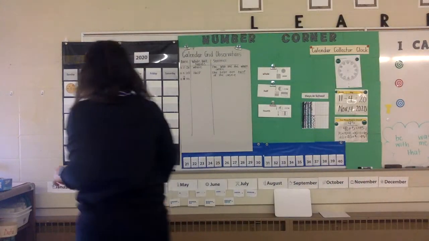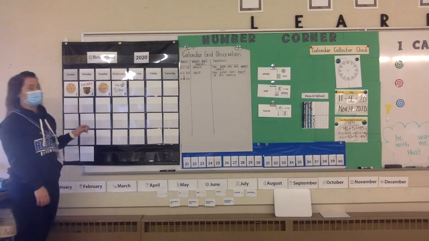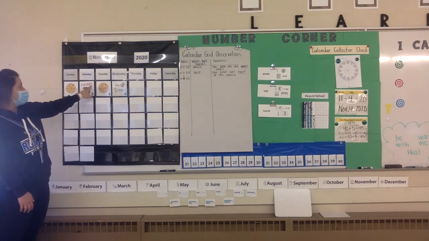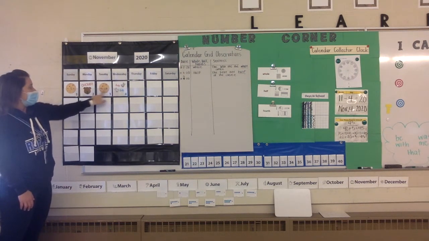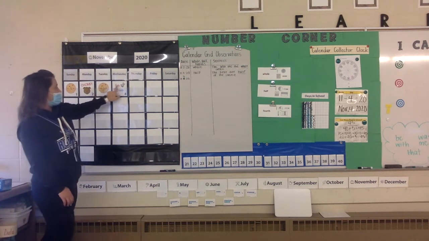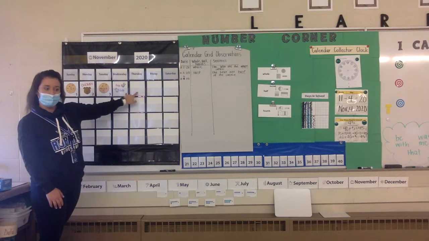All right. So I want you to just take a look at our calendar. We have one whole cookie. We have a chomp. We have a half, two halves, which make a whole. We have gulp, gulp. What do you think's underneath this square?